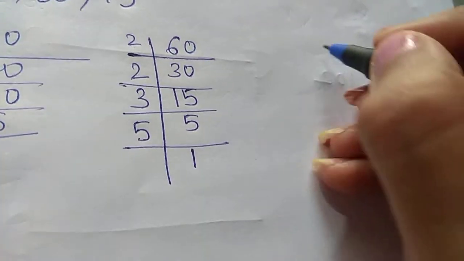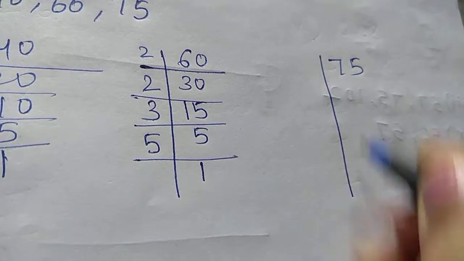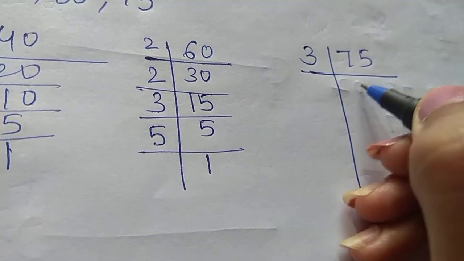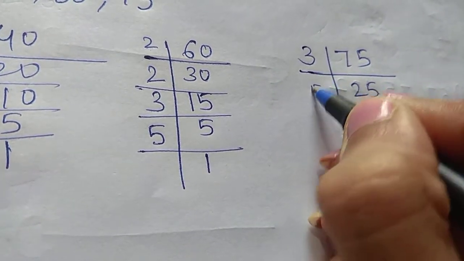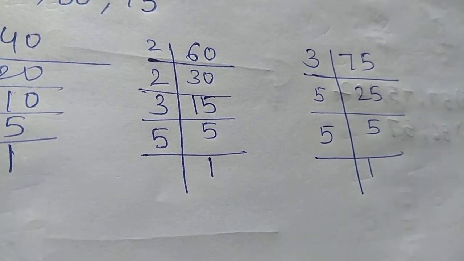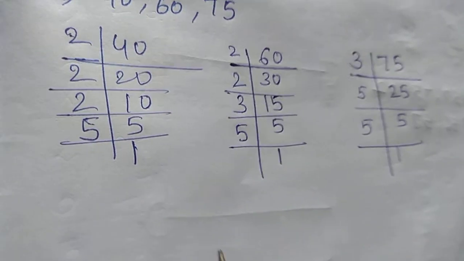Last is 75. The smallest number that divides it will be 3. 3 25s are 75, 5 5s are 25, and 5 1s are 5. Now let us write the factors of all these three.